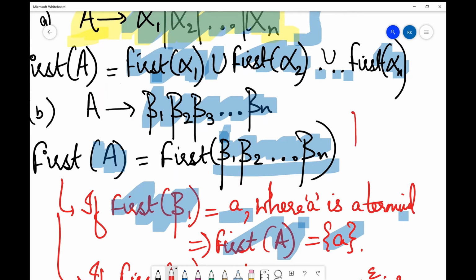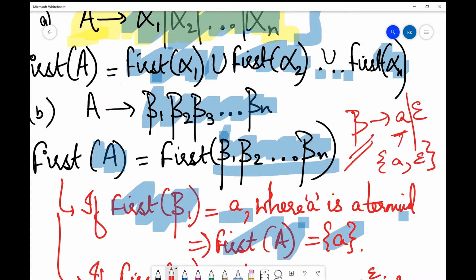Beta 1 has this production. Then now the first of beta 1 would be what? First of beta 1 would be A comma this empty string, right? So now for A, it ends over there. But now there is empty string also, we have to consider this also.